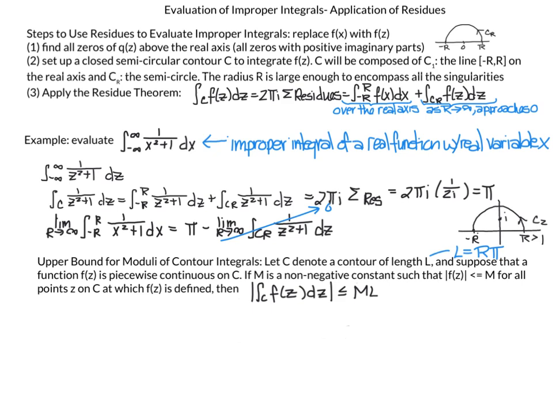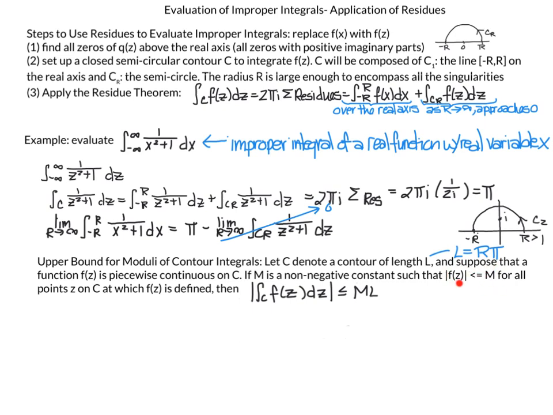So we're good there. Next we say, if M is a non-negative constant such that M is greater than or equal to the absolute value of f of z for all points z on C at which f of z is defined. In other words, if we can find a non-negative constant M that's greater than all our f of z, the capital M is sort of supposed to suggest the idea that it's a maximum.